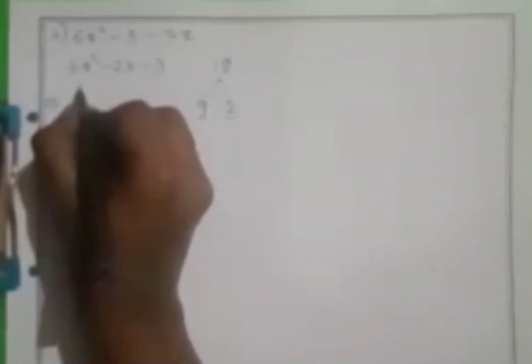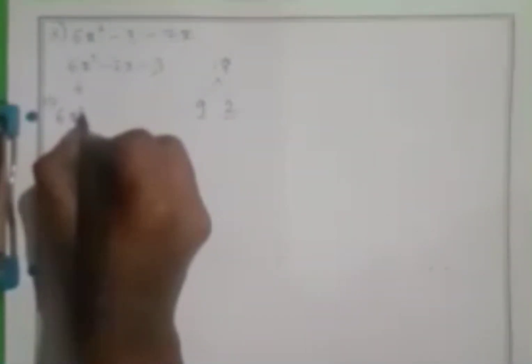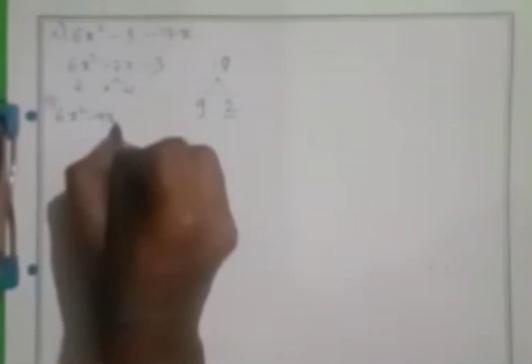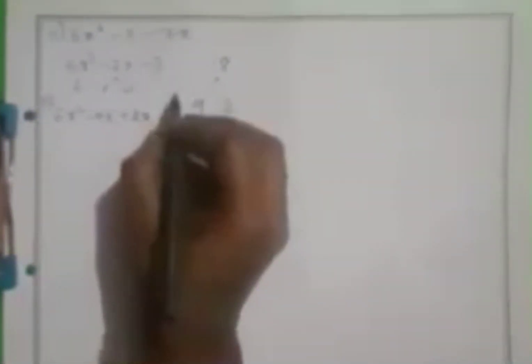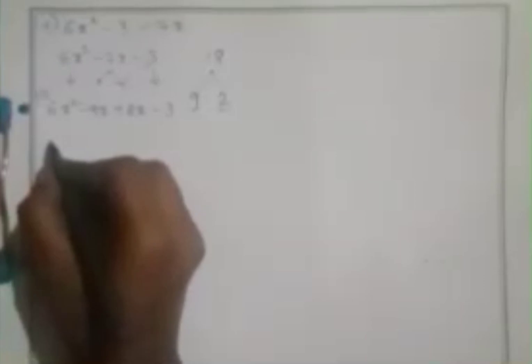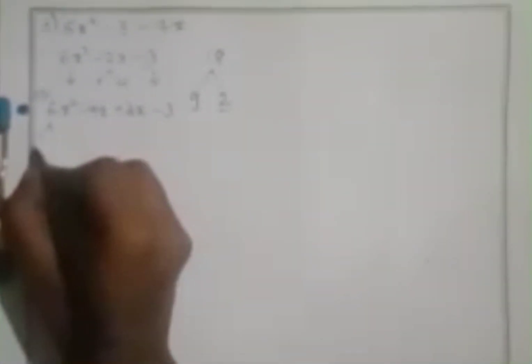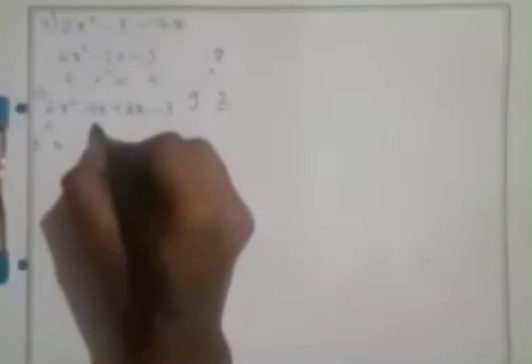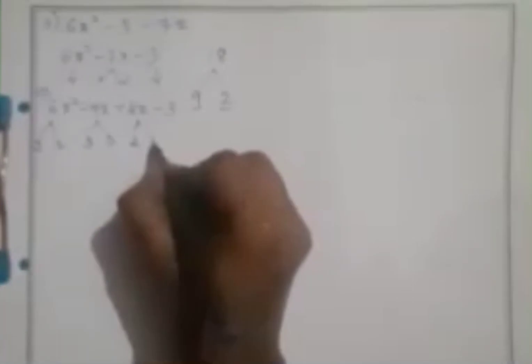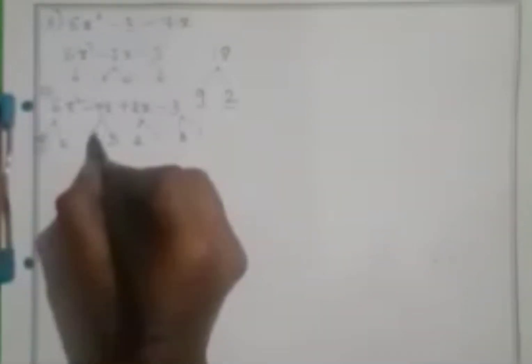So now we will split. Our next step is to keep the first term as it is, 6x square, and 7x is split into minus 9x plus 2x, and minus 3. The last term comes as it is. Next we will take the common out. Here for 6x square, the common out is 3 and 2. For 9 it is 3 and 3. For 2 it is 2 and 1. For 3 it is 3 and 1. So for these two the common is 3, and for these two numbers the common is 1.